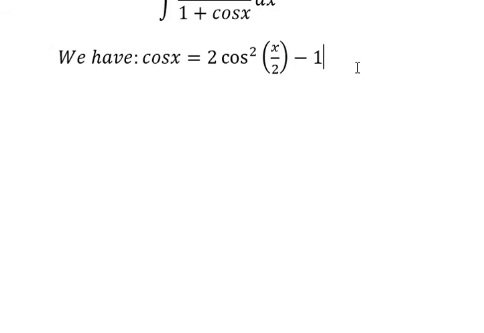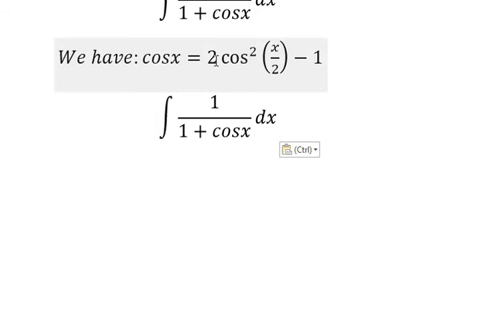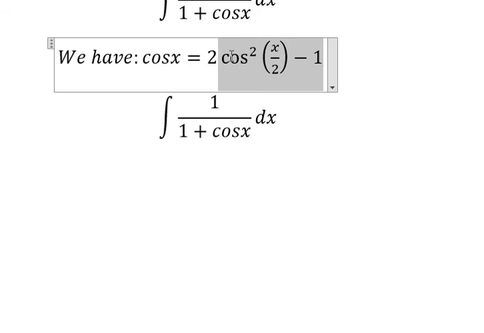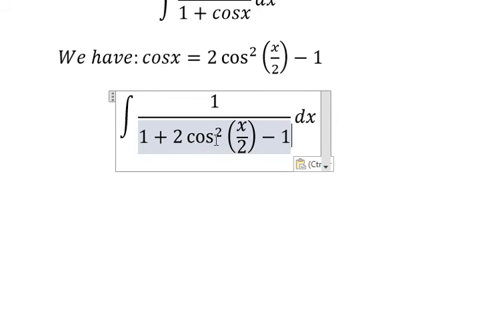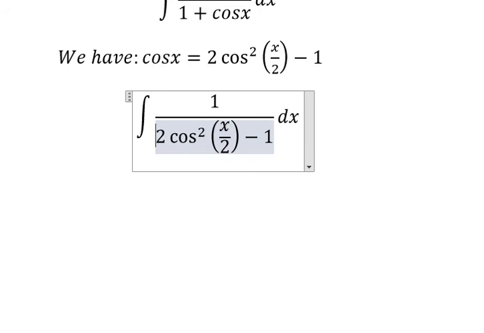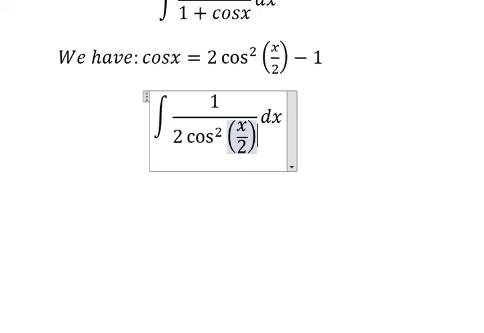So we will apply this formula and you got about 2 cosine x over 2 to the power of 2 minus 1. 1 minus 1, you simplify. We put 1 over 2 outside.